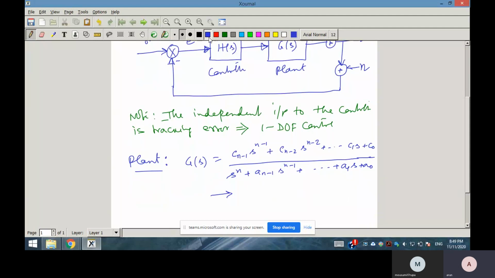I'm just denoting this by definition as small c of s by A of s. So C(s) is the numerator polynomial, A(s) is the denominator. So this is a general strictly proper plant.